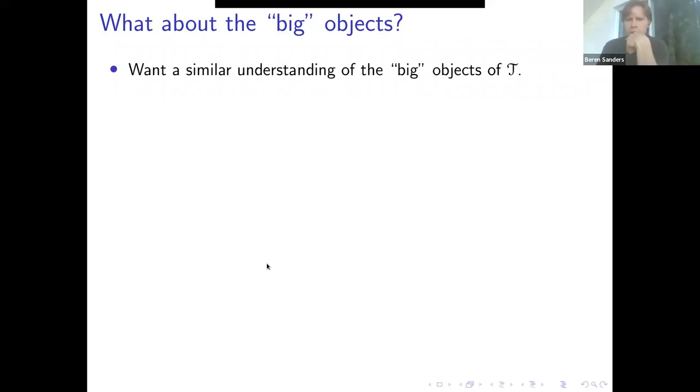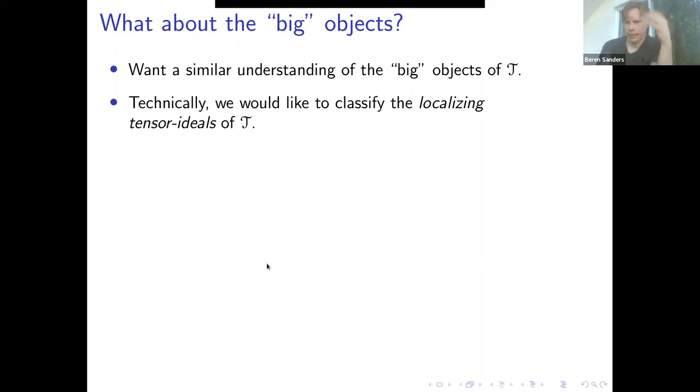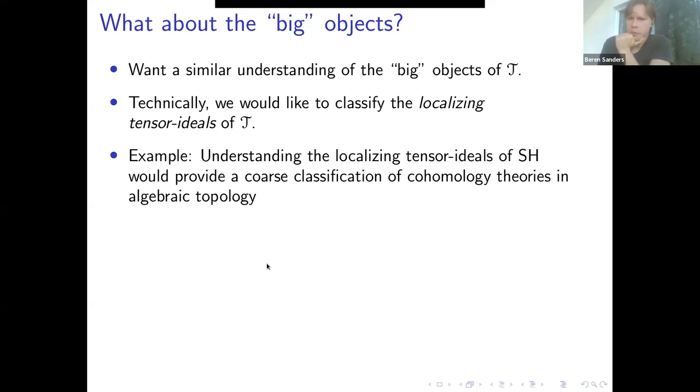We have the same basic goal: we want to understand these big objects of these big tensor triangulated categories. We want to classify them up to some kind of weak notion of equivalence. And technically we could express that now as the goal being to classify the localizing tensor ideals of these big tensor triangulated categories. So for example, if we could understand the localizing tensor ideals of the big stable homotopy category, that would provide a kind of coarse classification of cohomology theories in algebraic topology. It'd be a very interesting thing to have.